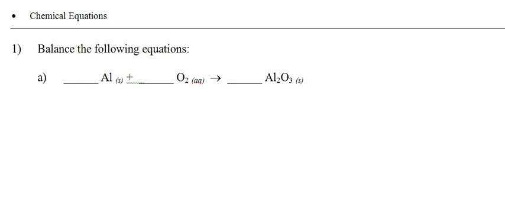Alright, so here's what I tell my general chem students. Let's make an inventory. So write down all the things on the left side of the equation. Like in this case here, we have aluminum. And how many aluminum atoms do we have on the left side? That's right, we only have 1, since there's no value here and there's no subscript.